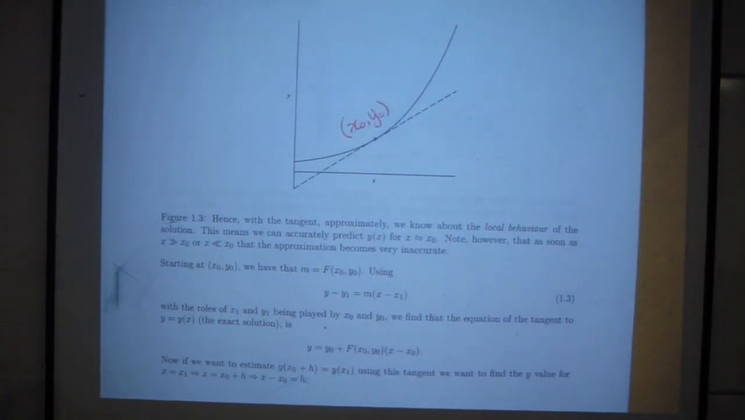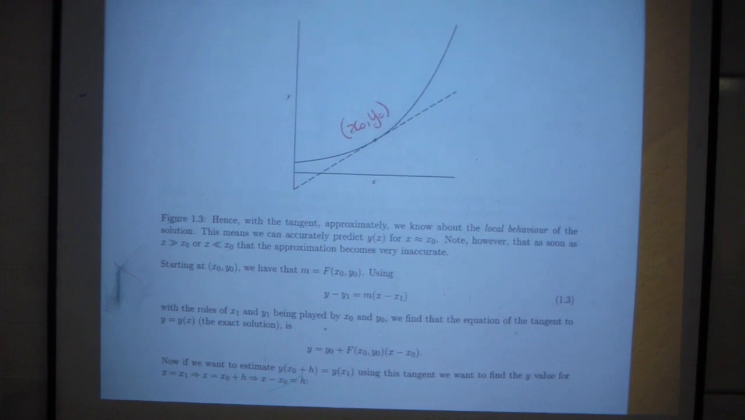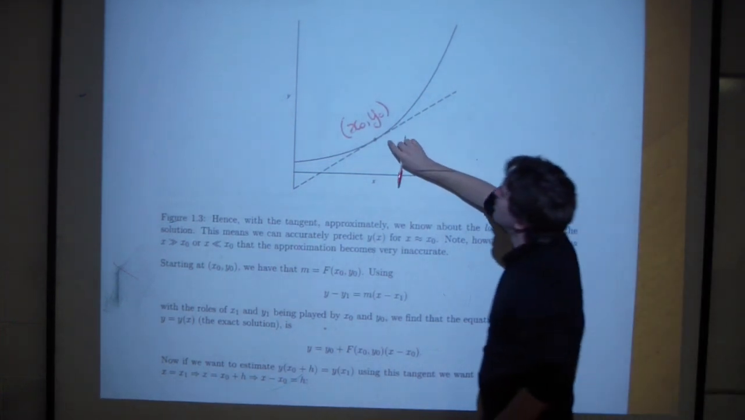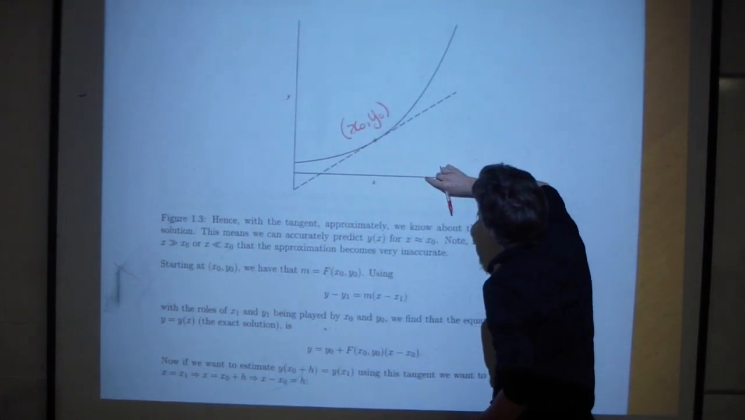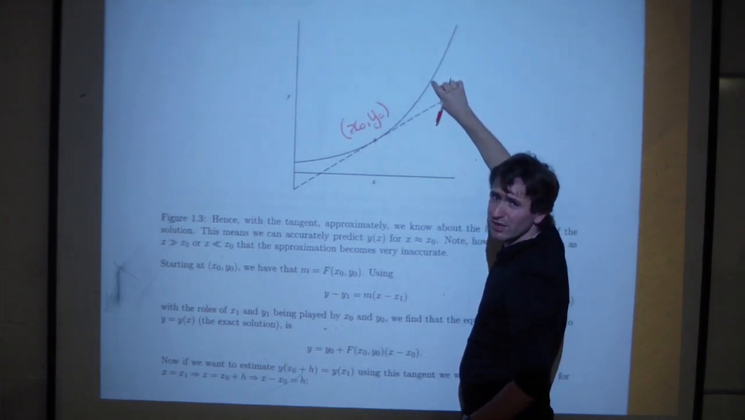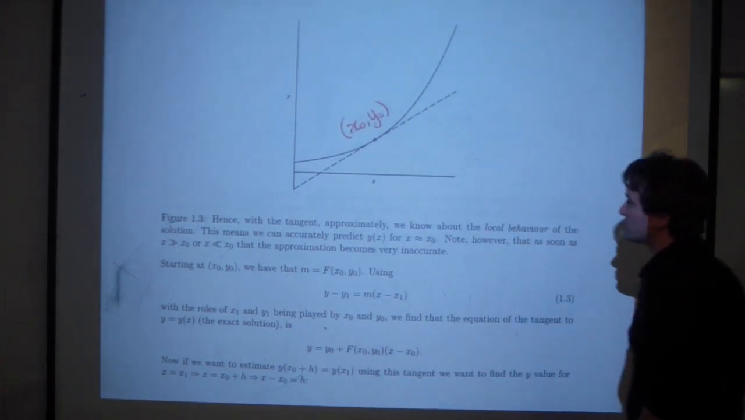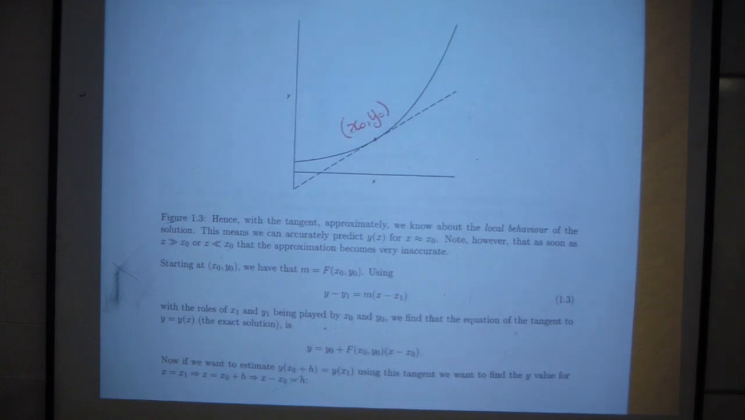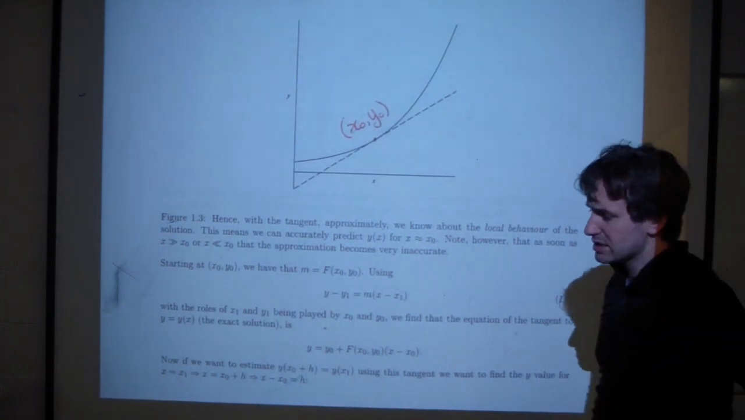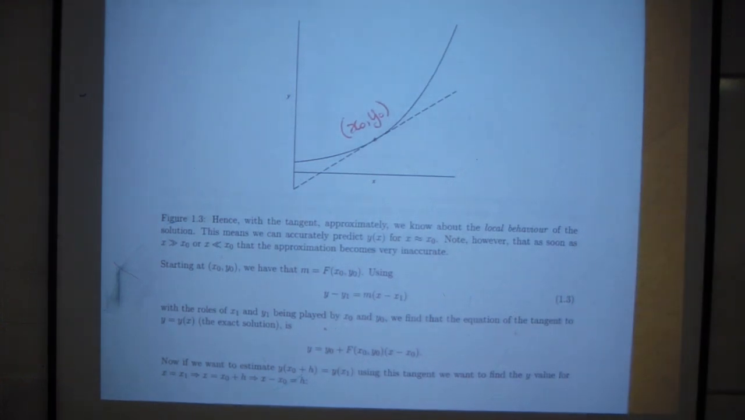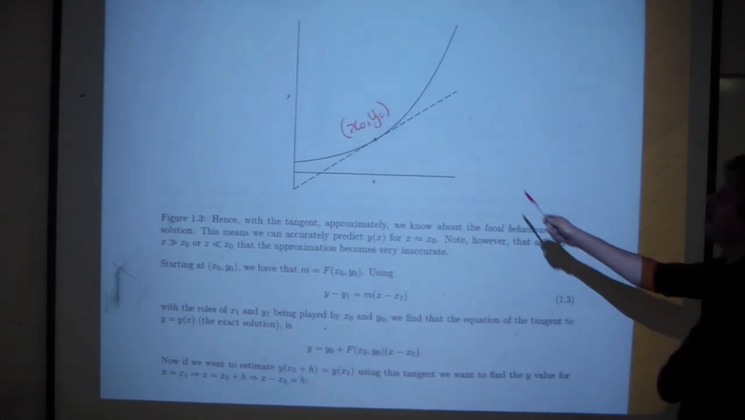And that's not too bad. Now the problem is, as soon as we move away from the local to maybe over here, the tangent and the curve are no longer very close together. And so this approximation using the tangent line to approximate the exact solution isn't very good. Okay.